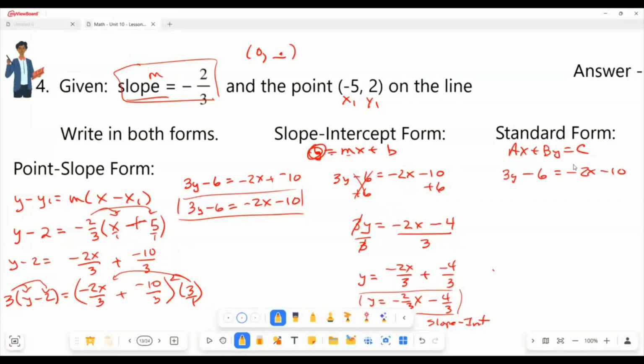That has to be over here. That has to be over there. It doesn't matter which one I do first. 6 is being subtracted from 3y. I need to add 6. This gives me 3y equals negative 2x minus 4.